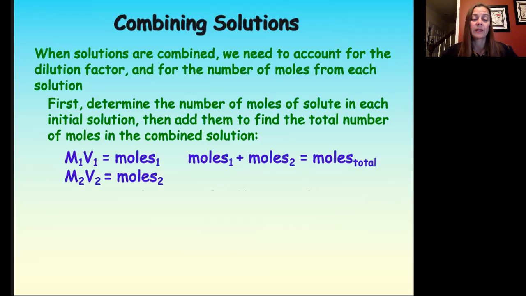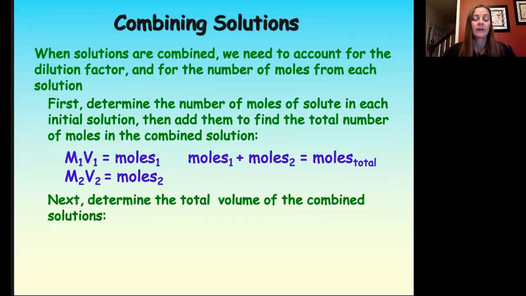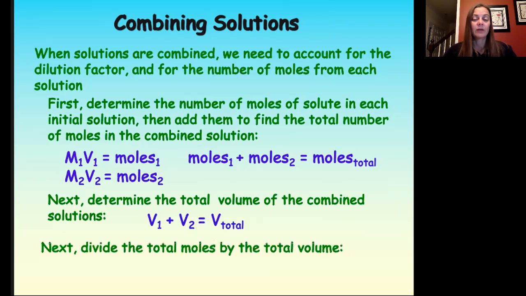So again, molarity times volume will give us moles. We'll do that for each solution and add those up. Then we're going to determine the total volume of the combined solutions. So we're just going to add up those volumes. Usually you'll see a little comment that we would assume that volumes are additive. And then we're going to divide the total number of moles by the total volume to give us the molarity.